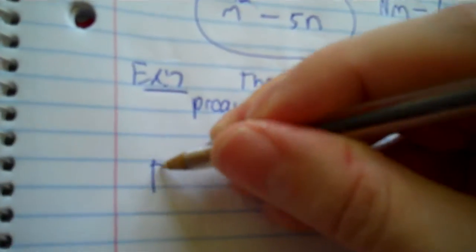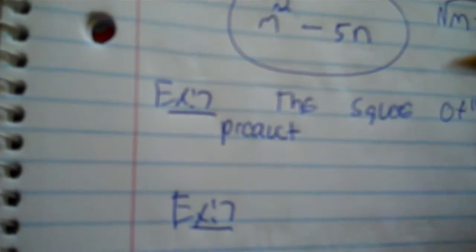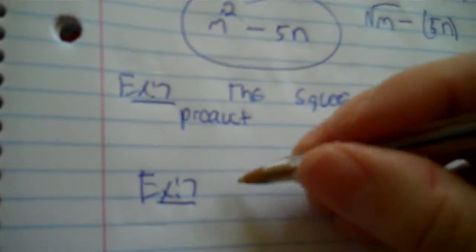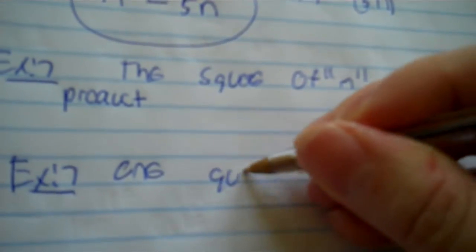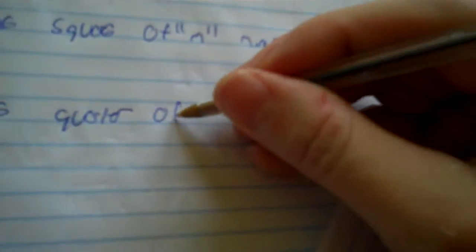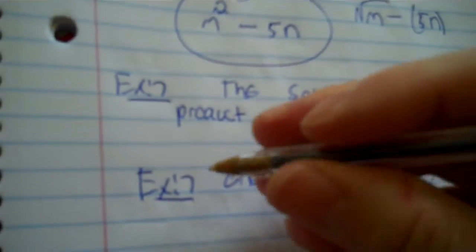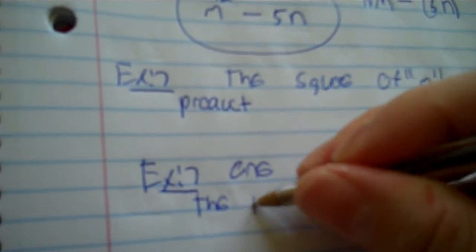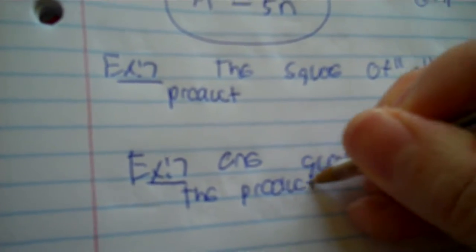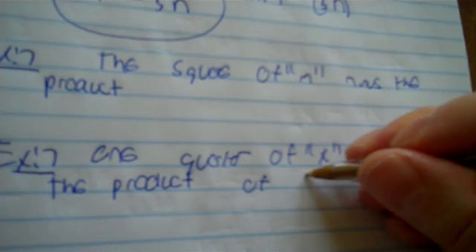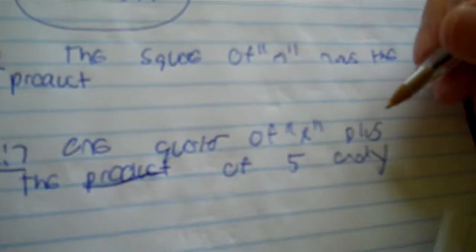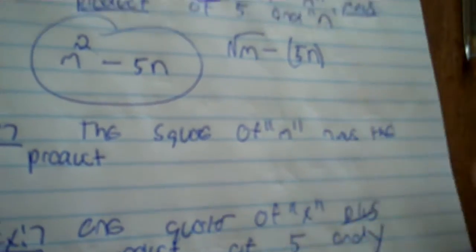Okay, example 7. 1/4 of x plus the product of 5 and y. So you got product, plus. Whoops, I guess plus is kind of a get me.